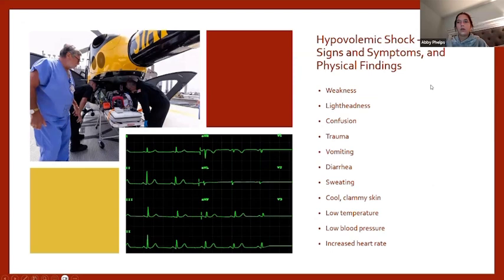All right, so some signs and symptoms that you would find with your patient that has hypovolemic shock. They'll have weakness, lightheadedness, confusion, trauma, vomiting, diarrhea, sweating. They typically will have cool, clammy skin, low temperature, a low blood pressure, and an increased heart rate. And typically, their heart rate increases with most of the shocks that we will be going through.